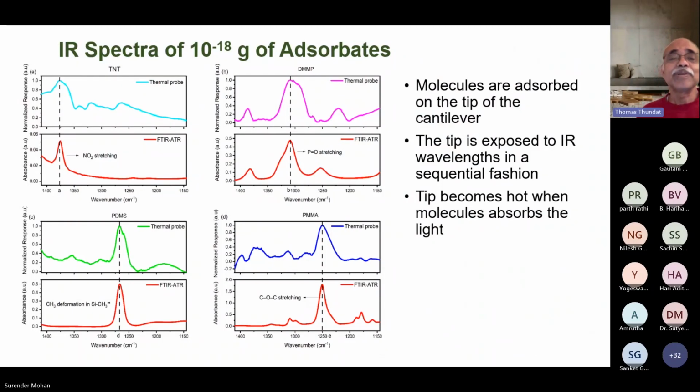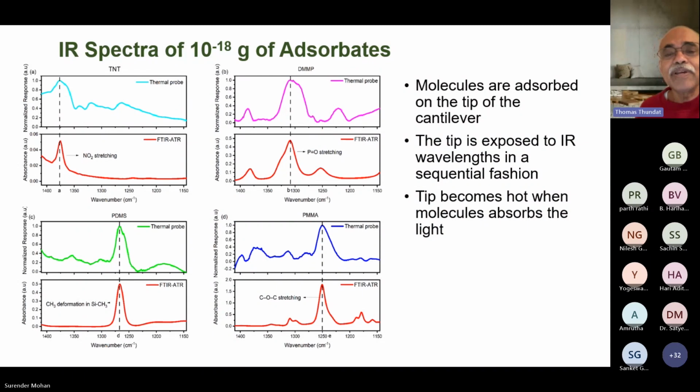So these are some of the infrared data collected using the Seebeck probe and TNT, that's the top one. And then the bottom one, the red one, is the FTIR taken at the same time with a different sample for TNT, so we can have a comparison. And the PDMS, green, and the red is again the FTIR. Same goes with the DMMP and PMMA.